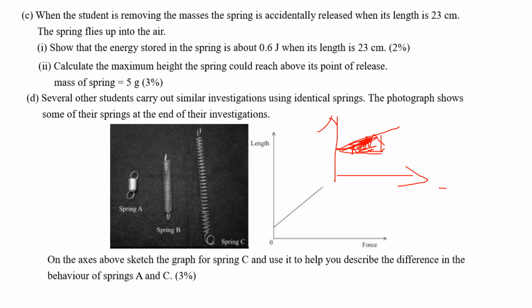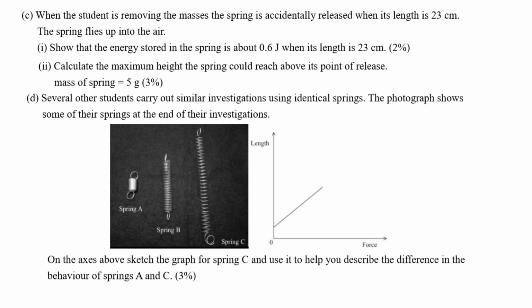What I want to tell you about is letter D. Several other students carried out similar investigations using identical springs. The photograph shows some of the springs at the end of the investigation. Draw a sketch graph for spring C and use it to help you describe the differences in the behavior of spring A and C.